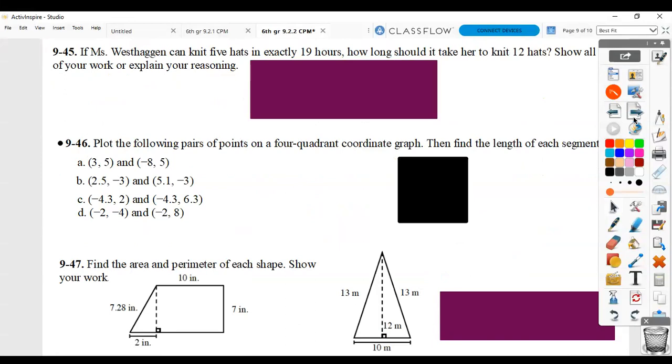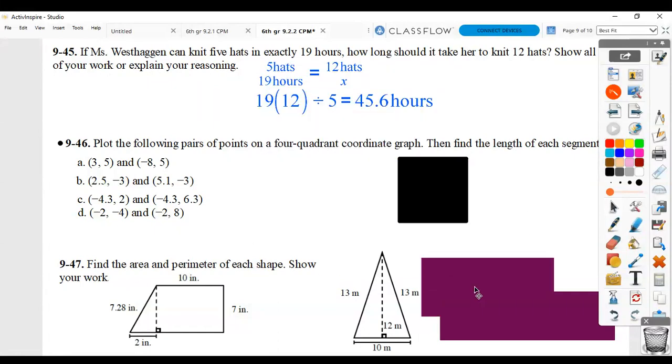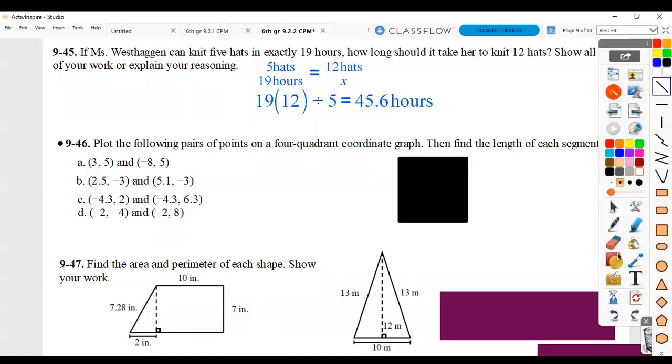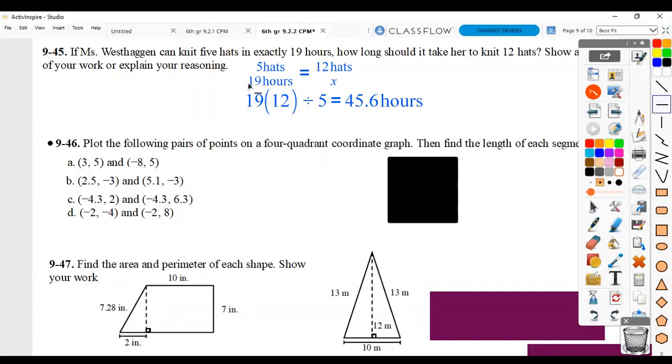9:45. If Miss Westhagen can knit 5 hats in exactly 19 hours, how long should it take her to knit 12 hats? Show all your work or explain your reasoning. Again, there's more than one way to do this. I did it as a proportion.